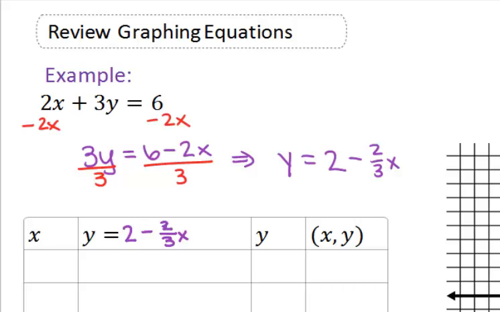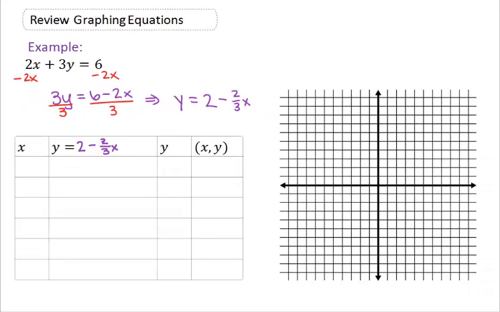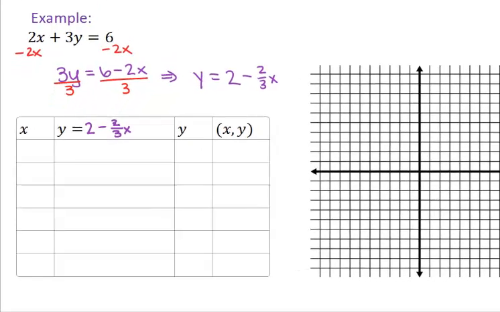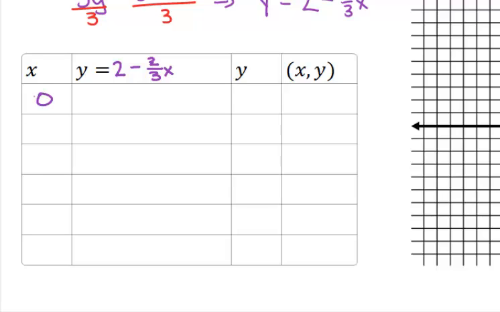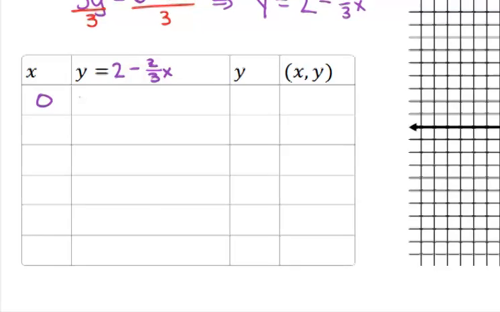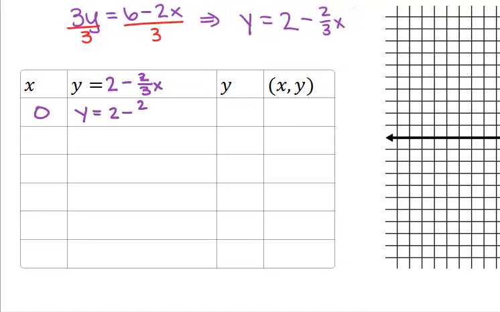Since our x value is multiplied by a fraction, the suggestion that I would give to you is to pick multiples of 3, so that when you're plotting these points you don't have to worry about fractions. So let's just do a quick few examples again. I'm going to start with 0 because 0 is always the easiest thing to work with. So that gives me y equals 2 minus 2/3 times 0. Anything times 0 cancels out, leaving me with 2 for y. That gives me the ordered pair 0, 2.